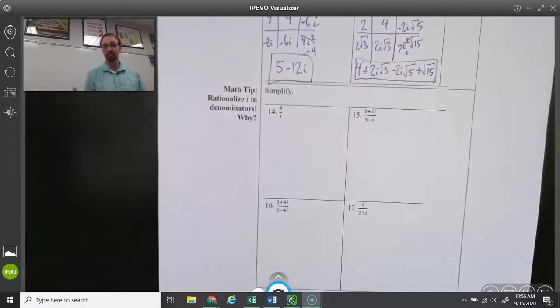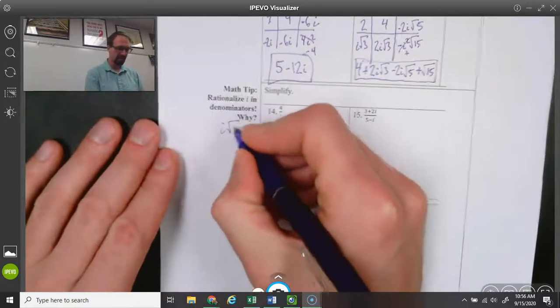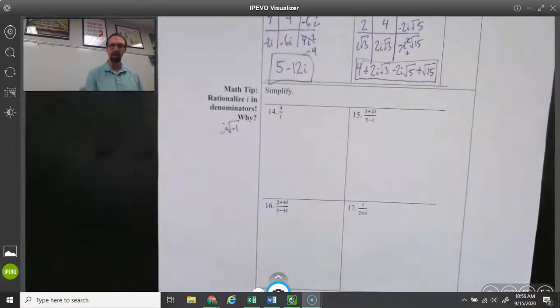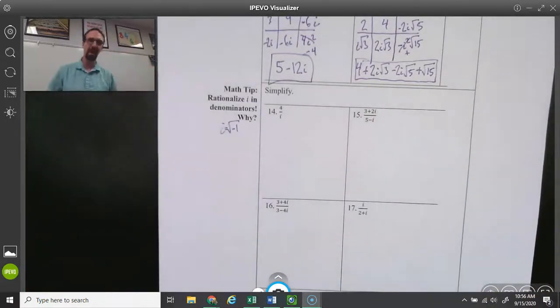And the reason we rationalize i in denominators is because i is the square root of -1. So that means you have a radical in the denominator. We don't want radicals in the denominator because it's not rationalized. And so we want to rationalize everything we do, not only in math, but also in our life. Make sure that we're being rational people.